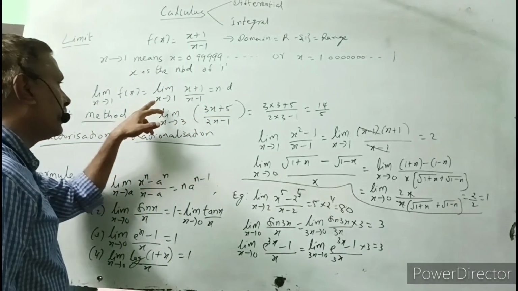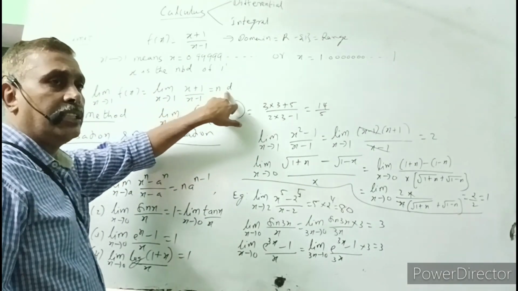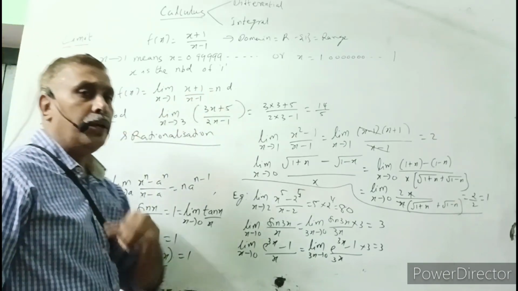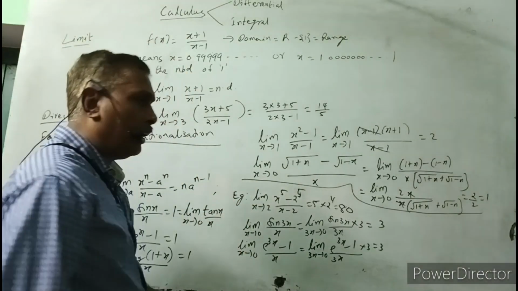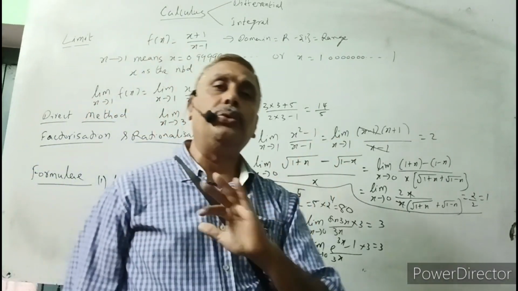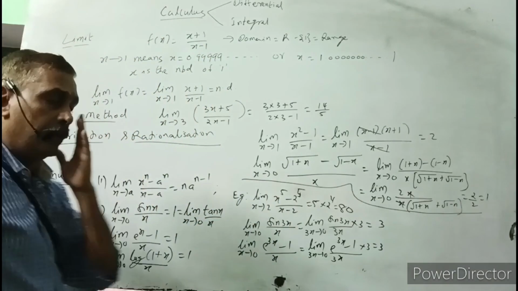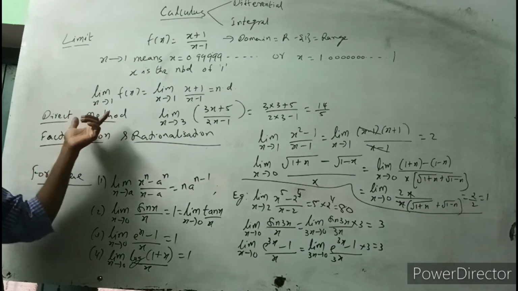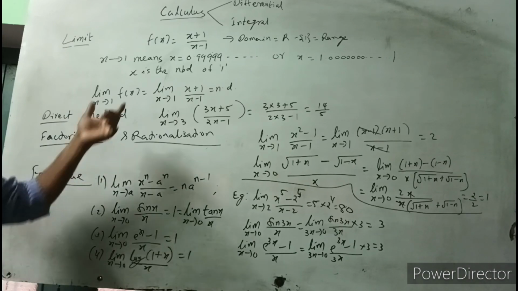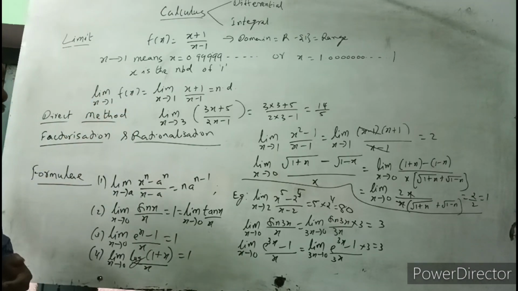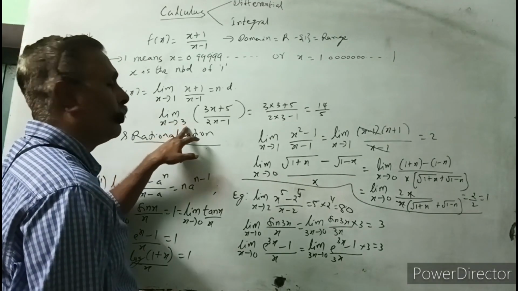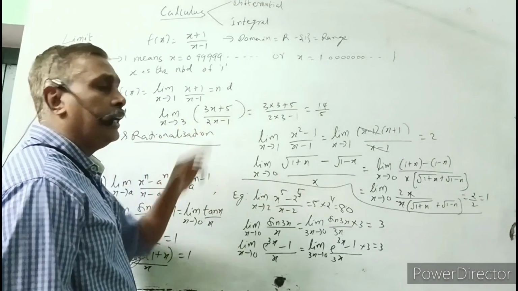In which of the cases I can get a finite result for this, and in which of the cases I may get a not defined value for this. Not defined means no such values exist. That's the meaning of not defined. Now there are 3-4 methods of evaluating limit. One of the methods is the direct method. In direct method we will put x is equal to 3 directly in the function.